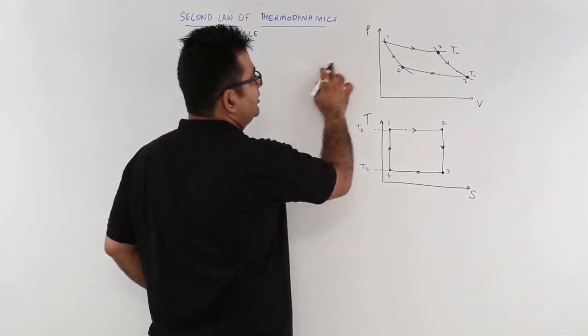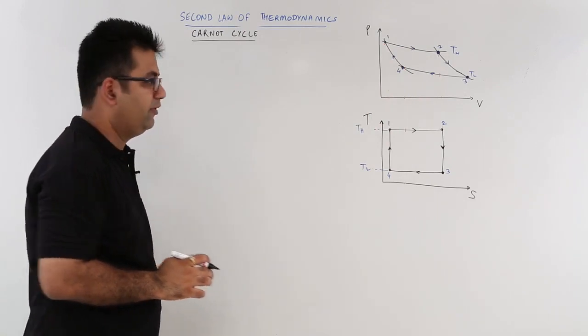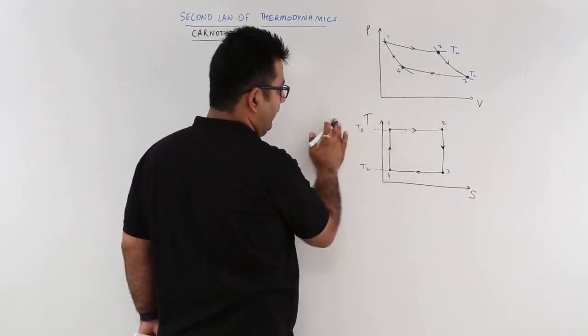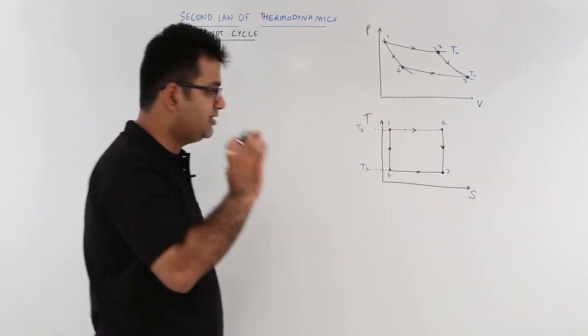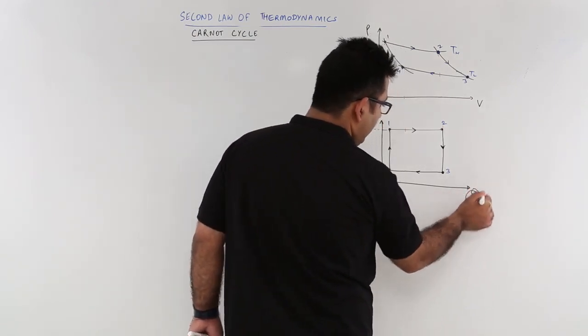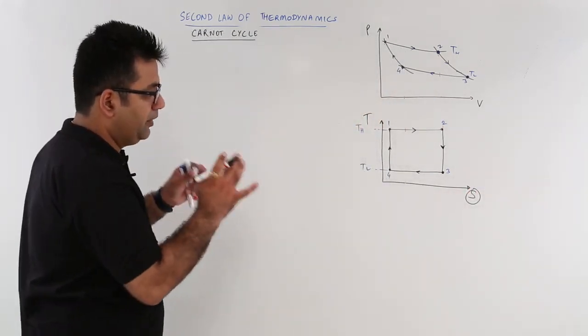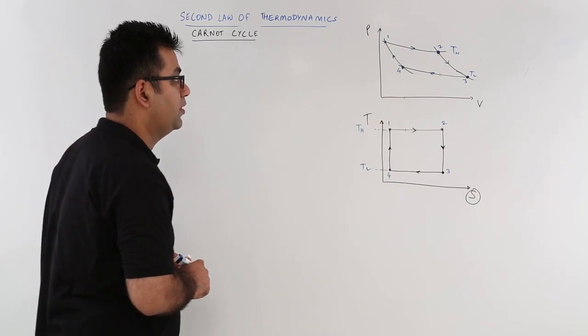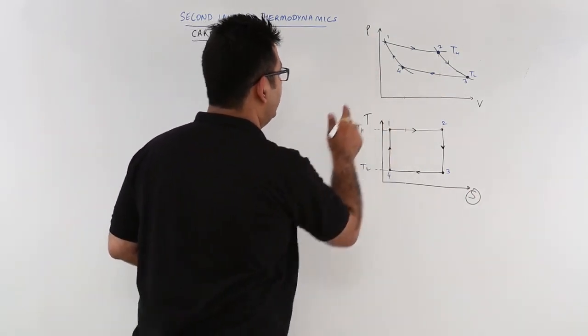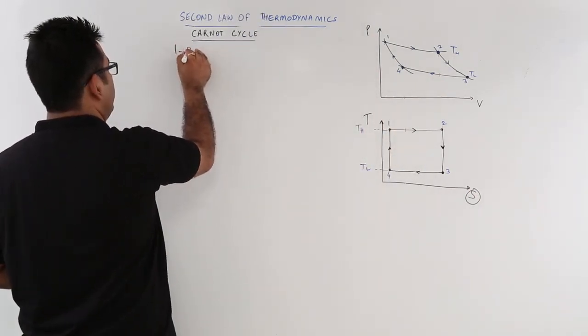The first process is 1 to 2. We have drawn two plots, a PV plot and a temperature-entropy plot. We'll discuss entropy in the forthcoming videos, as that's a part of the second law of thermodynamics. Okay, so the first process is 1 to 2.